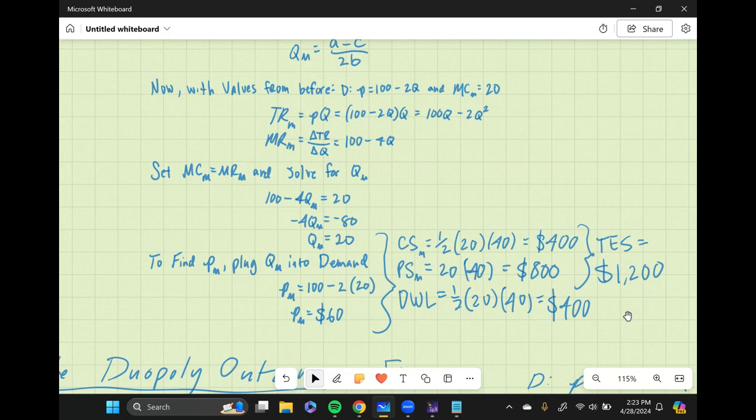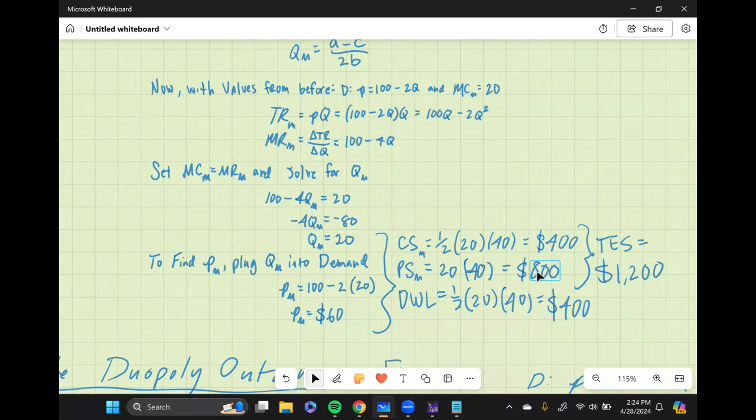So the difference between total economic surplus under the competitive outcome and under the monopolist is exactly equal to that dead weight loss that was generated. Now, you may ask yourself, well, consumers were at $1,600 in terms of their consumer surplus. Now they're at 400, so they lost $1,200. Why is dead weight loss only 400? And that's of course because producers gained 800.